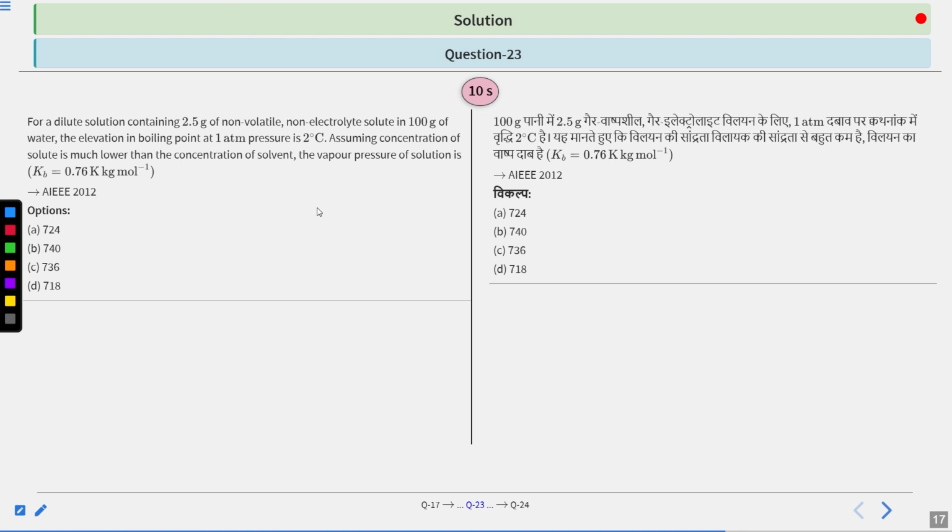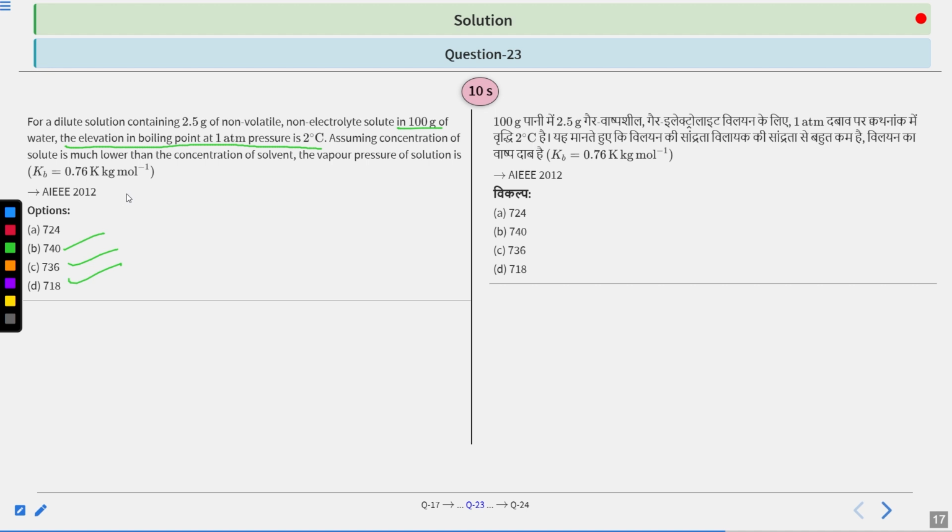Question number 23. For a dilute solution, 2.5 gram of non-volatile, non-electrolyte solute in 100 gram of water, the elevation in boiling point at 1 atm is 2 degrees Celsius. Assuming the concentration of solute is much lower than the concentration of solvent, the vapor pressure of the solution is: your options are A 724, B 740, C 736 and D 718, where Kb is 0.76 Kelvin kg per mole.